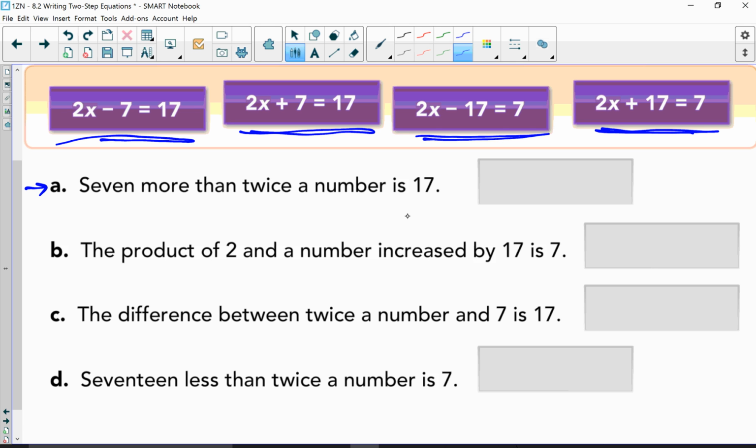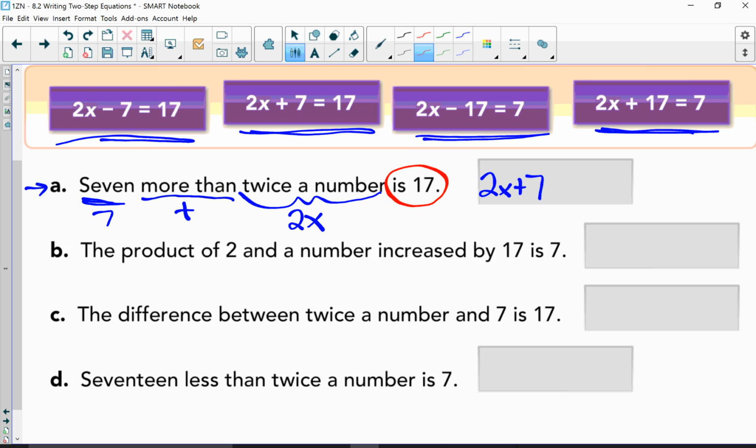Well, let's set up this first one in A the best we can. 7 more than, we're probably going to be using addition. Twice a number. How do you find twice a number? You times it by 2. What's the number? I don't know. The number is unknown, so we're going to use a variable. Don't get confused by the way this is worded. We want 7 more than twice the number, so I'm going to start with 2x, but I want 7 more than 2x. And lastly, is a word for equals. So that's going to be 2x plus 7 equals 17.